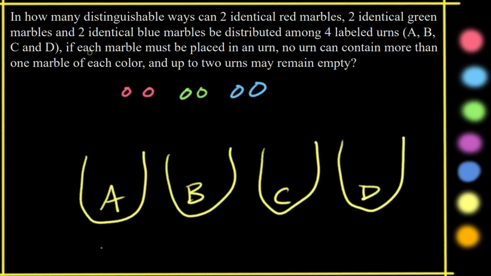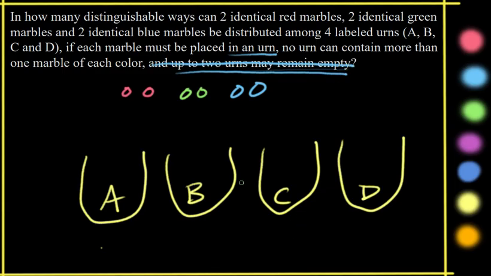It also says each marble must be placed in an urn. Okay, so you can't just leave one out. And no urn can contain more than one marble of each color. And then it also says up to two urns may remain empty. So you can't have 3 or 4 urns empty. But we already know that you can't have 3 or 4 urns empty just by the fact that the two marbles of any color have to be placed into different urns. As soon as you even place the two red marbles in, you're going to have only 2 empty urns. And by placing the green and the blue in, you're certainly not going to get more empty urns. So this last phrase, you can just ignore it. It's kind of just extraneous information at this point.